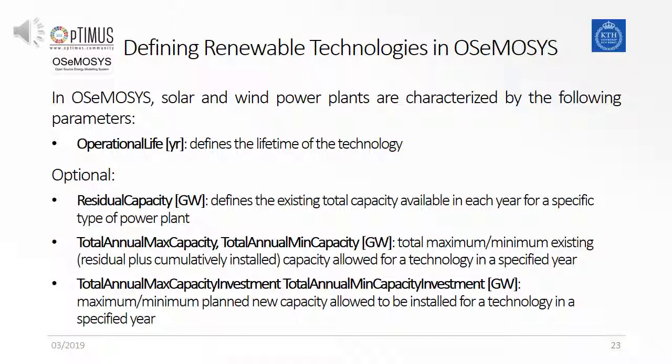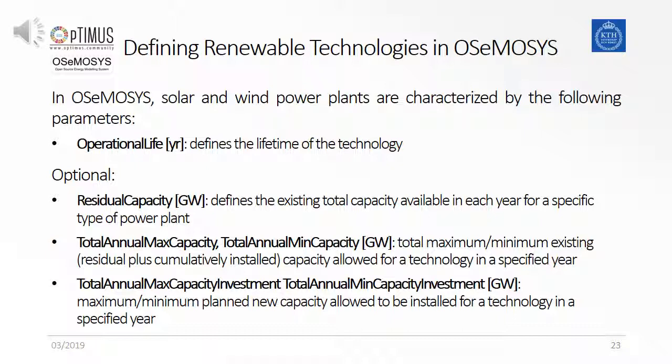There are also some optional parameters which we can use for our model in OSeMOSYS. Those are the residual capacity. Normally we use gigawatts. This defines the existing total capacity available in each year for a specific type of power plant. We can also use total annual maximum capacity and total annual minimum capacity, again in gigawatts. This defines the total maximum or minimum existing capacity allowed for technology in a specific year.